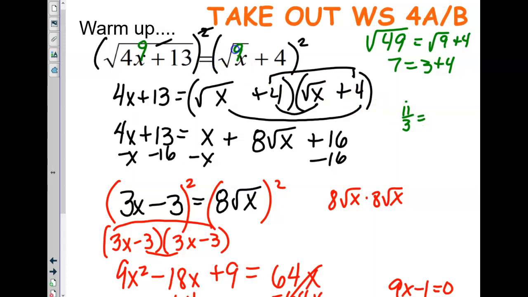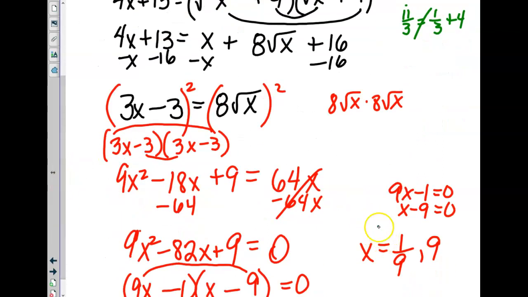Over here, it's a square root of 1/9, which would be what? Guys, you should be able to do that in your head. Yes. 1/3 plus 4. I don't think that works, because that would be 13/3, right? So it doesn't work. So only the 9 worked. The 1/9 was extraneous. Okay.